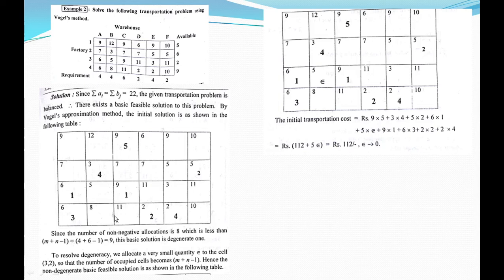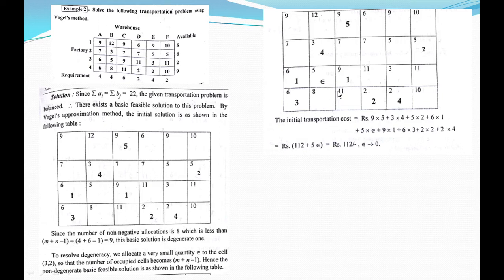and after finding the penalty you have to make the allocations. So here you get m plus n minus 1, with 4 rows and 6 columns. 1, 2, 3, 4, 5, 6 columns. So 4 plus 6 minus 1 equal to 9. I have to check whether we have 9 allocations or not. 1, 2, 3, 4, 5, 6, 7, 8 only available. So how many allocations do we have here? Only 8. So to resolve the degeneracy, I allocate a very small quantity epsilon to the cell 3 comma 2.